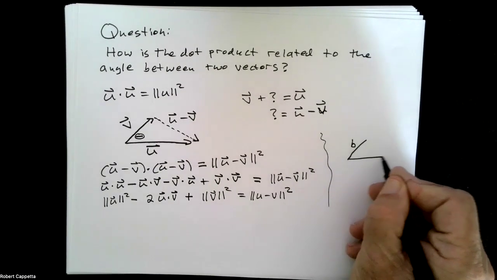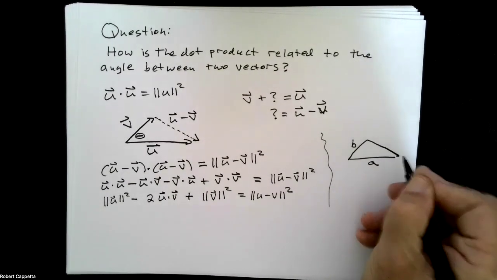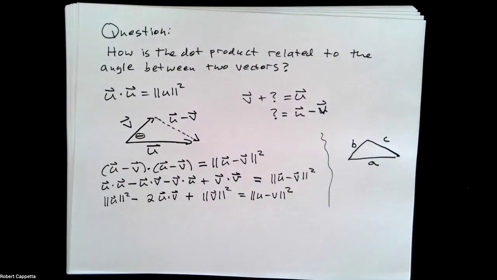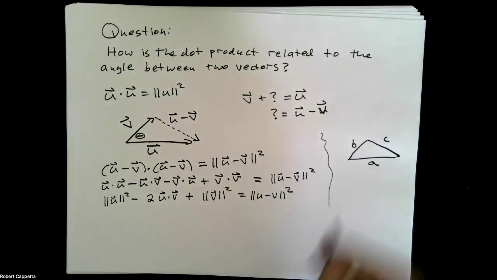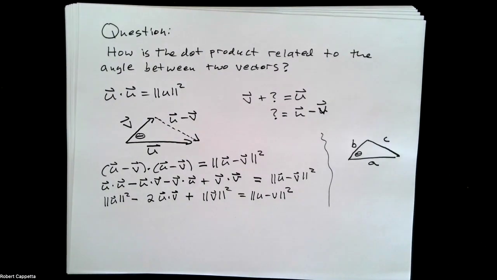Call this B. Call this A. Call this C. And then we will call the angle between A and B theta. Oftentimes in trigonometry, you'd call it angle C. But I'm going to go ahead and call it theta here. And what do we remember from the law of cosines? What is that going to be?